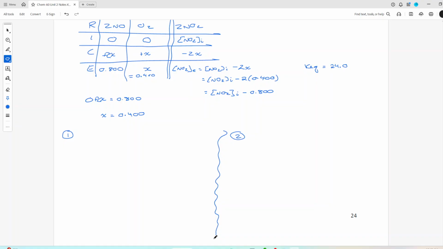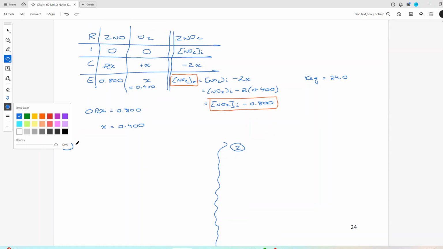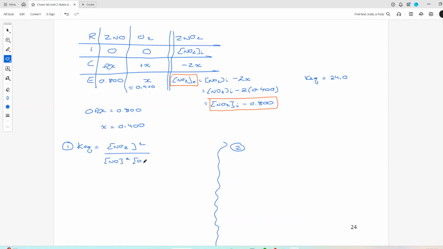Number 1 I'm going to do first is going to be my less algebra heavy. Instead of using this whole expression here for NO2 at equilibrium, I'm just going to use NO2 at equilibrium. Let's not add crazy stuff into this, because we know that if I'm going to do an equation for KEQ, we're in unit 2, for KEQ, it's going to be the concentration of NO2 squared divided by the concentration of NO squared times O2.